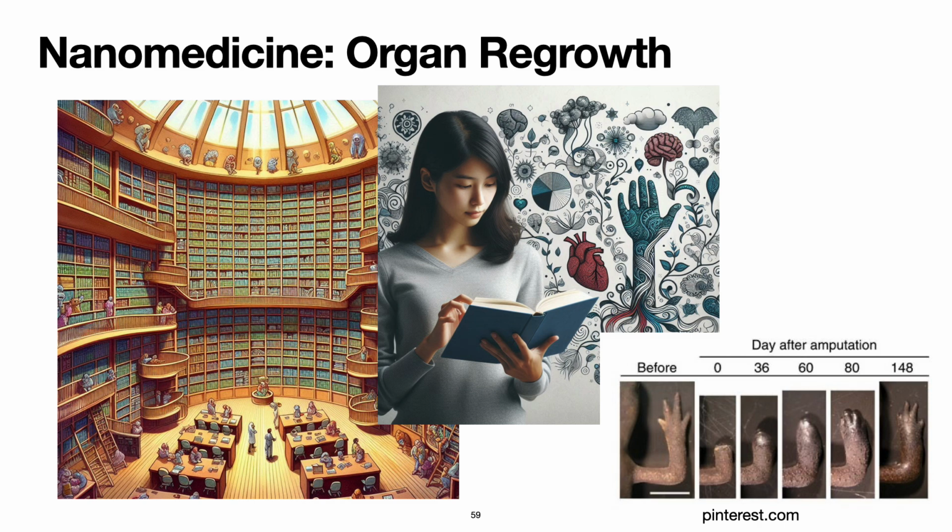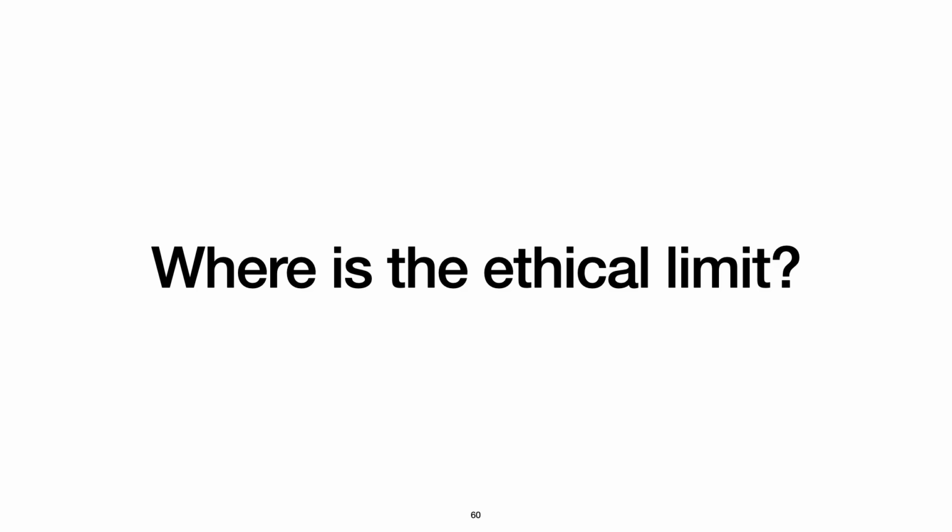Just imagine if someone loses his or her arm, you just make a new one. If the eyesight gets bad, you just make a new eye. If the skin gets old, you just make some new skin. That's probably possible in the future. And it raises an important question. Where's the ethical limit?